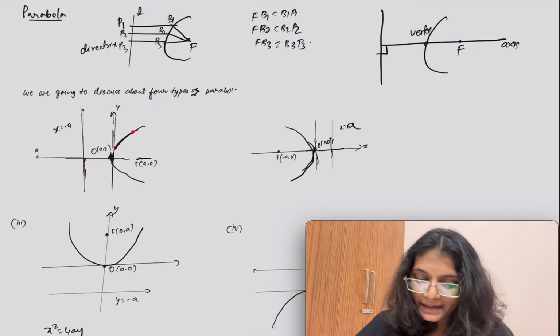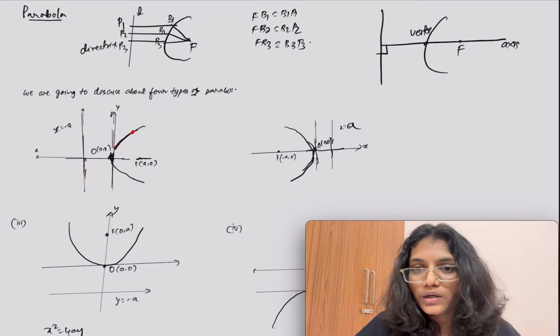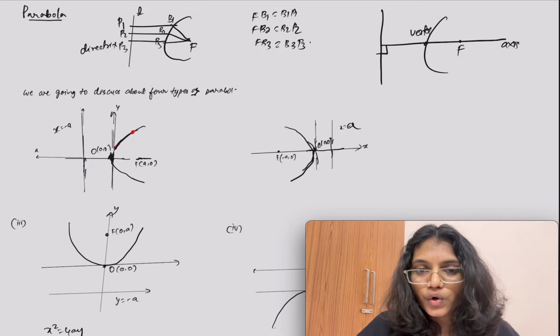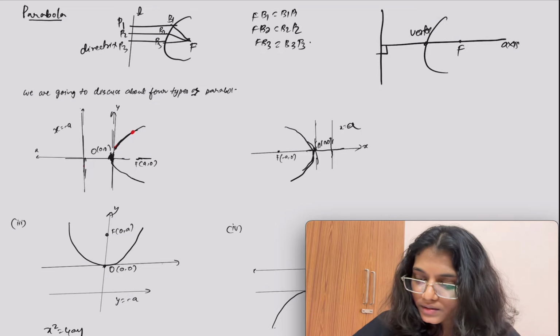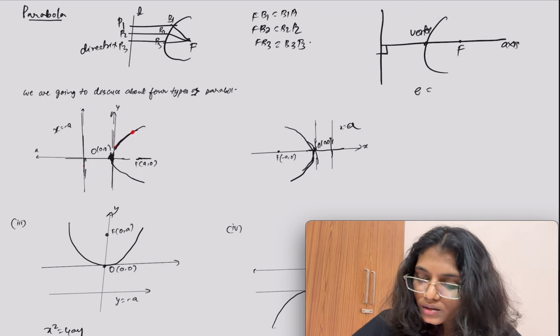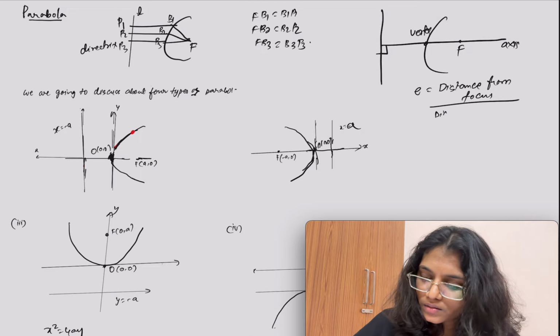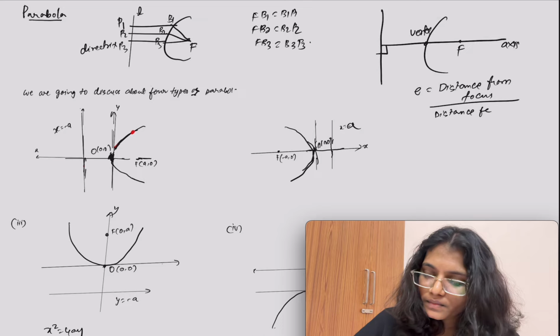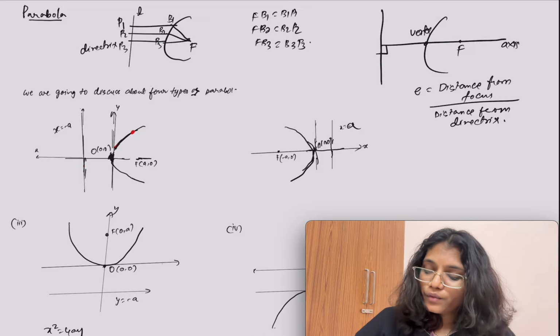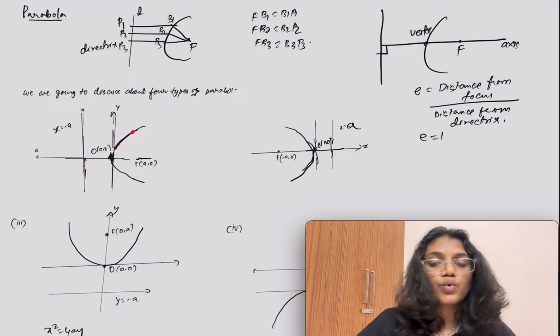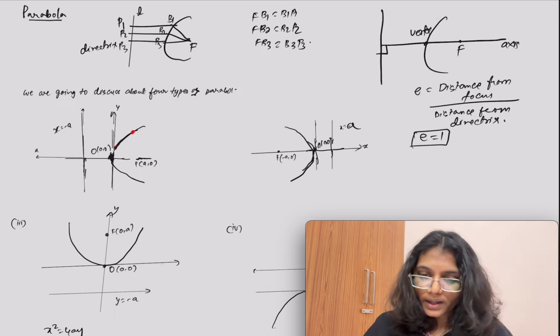If I have to speak about eccentricity of parabola, it is defined as the ratio of distance from focus to distance from directrix. So e is equal to distance from focus by distance from directrix. Therefore, e will be equal to 1. So eccentricity for parabola is equal to 1.